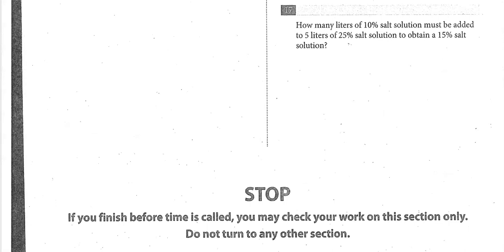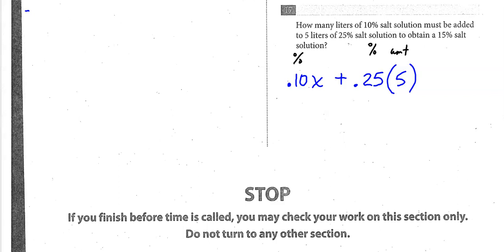All right, number 17 is a classic mixture type problem. So it says how many liters of a 10% must be added to a 25% to get a 15%. So here's kind of what you're going to do. You're actually going to do the percent times the amount of each piece. So we have 10% times an unknown amount. So there's our 10% solution. And then we have 25% of a 5 liter. So we do know the percent and the amount for that piece.